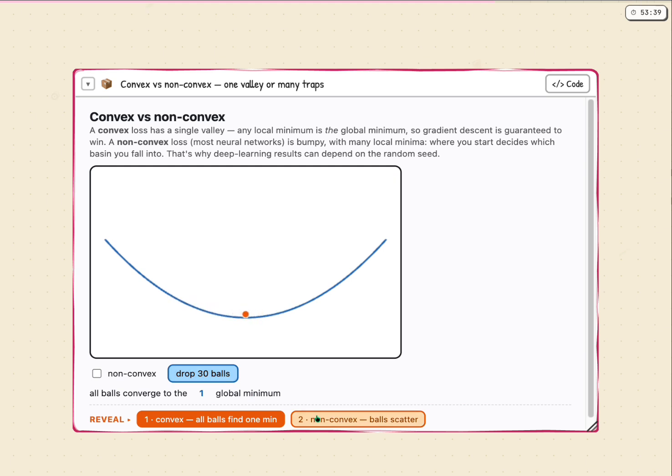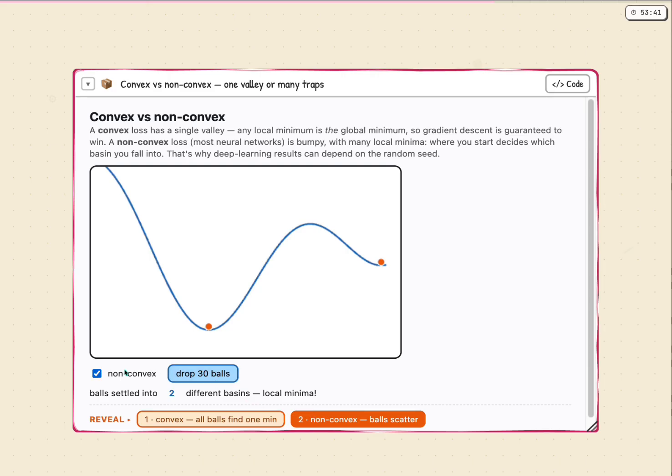But most neural networks are non-convex, and now the landscape is bumpy, full of separate valleys, local minima, and saddle points. Watch what happens when I drop 30 balls here. They scatter into different valleys depending purely on where they happen to start. There's no guarantee any of them found the deepest one.